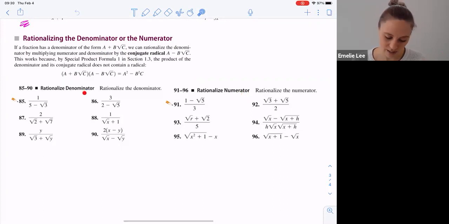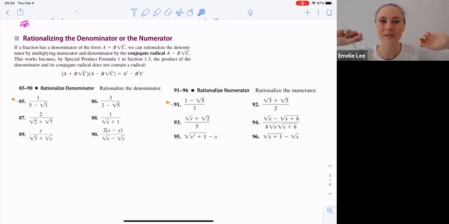If we're rationalizing the denominator, I want to say remove square roots from the denominator, but really what we saw was we end up moving the square roots from the bottom to the top. Same thing if we want to rationalize the numerator, we're really just shifting those roots to the denominator in a clever way.